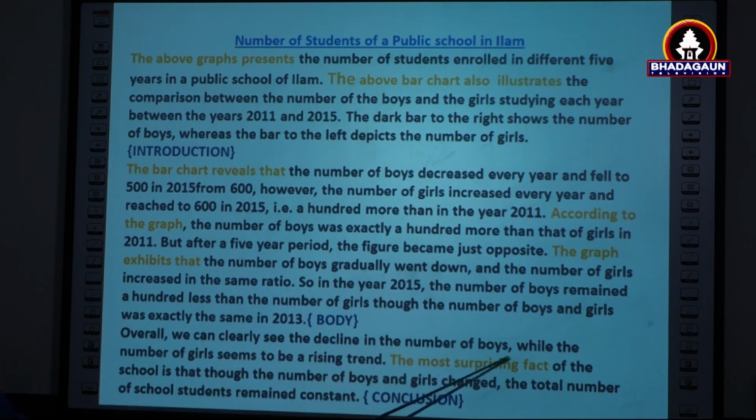The most surprising fact of the school is that though the number of boys and girls changed every year, the total number of school students remained constant, that is 1100. That was 1100 in 2011 and also it was 1100 in 2015 too.